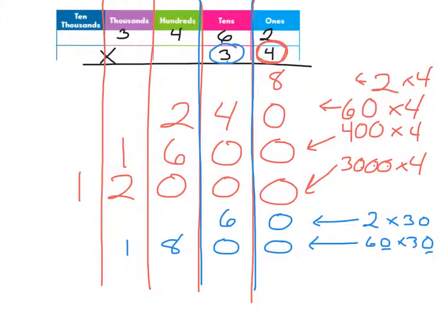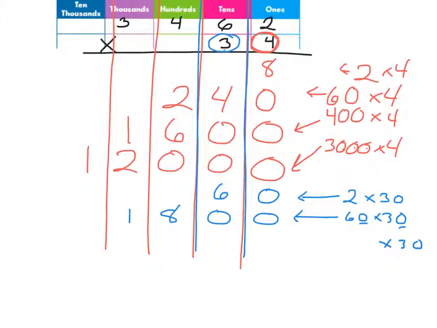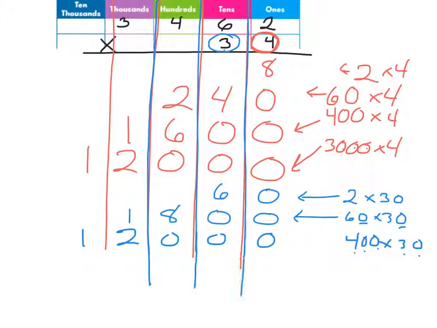Move on to the hundreds column. And we have 400 times 30. 4 times 3 is 12 plus 3 zeros. That's the hundreds column. And finally, for the thousands column, we have 3,000 times 30. 3 times 3 is 9, plus 1, 2, 3, 4 zeros.